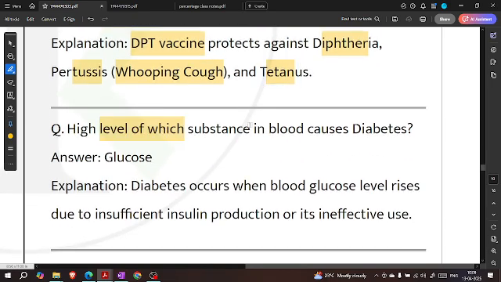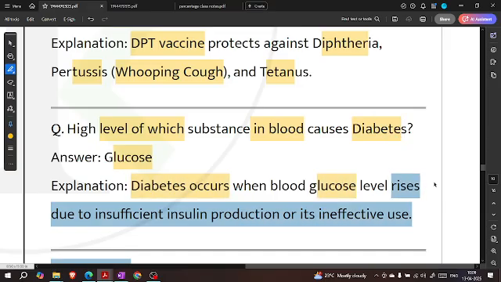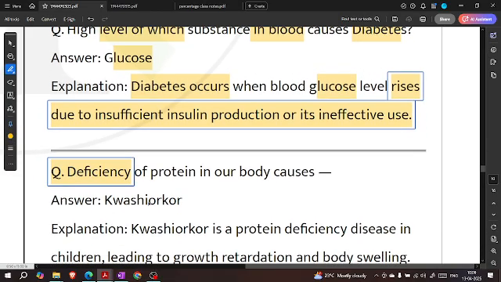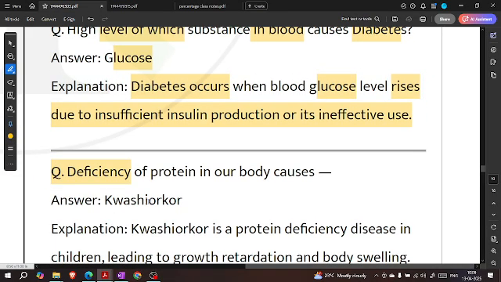High level of which substance in blood causes diabetes? Glucose. Diabetes occurs when the blood glucose level rises due to insufficient insulin production or its ineffective use.